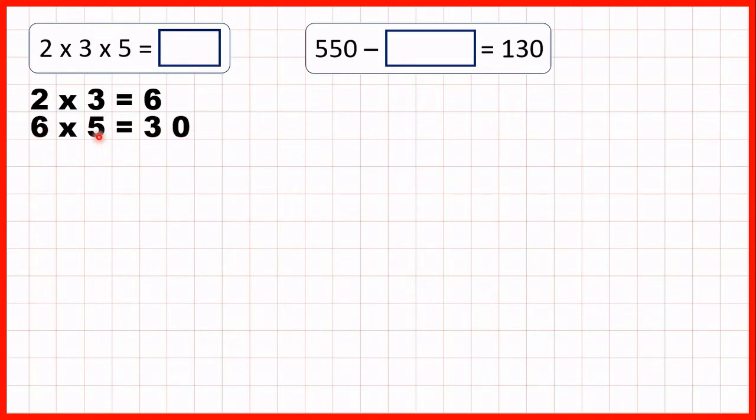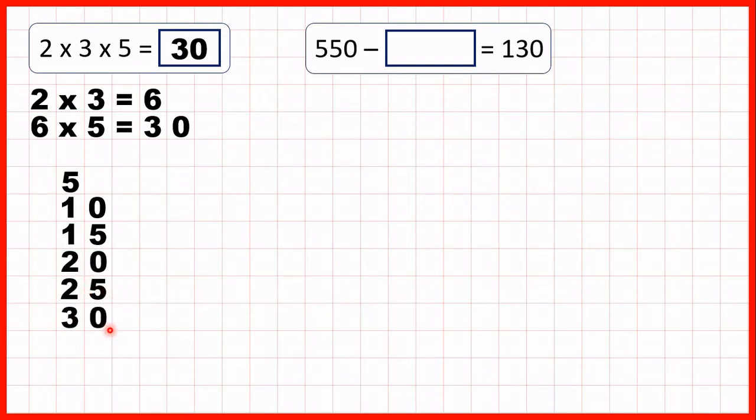If you're not sure, work it out by counting in fives. We have 5, 10, 15, 20, 25, and the sixth one is 30. So that's our answer. Now here we have a missing number subtraction. And because it's not the first number that's missing in the subtraction, we're not using addition, we're actually using subtraction to find the missing number.